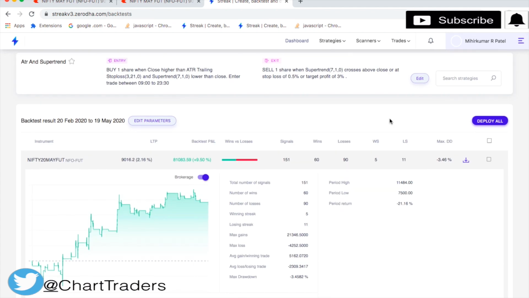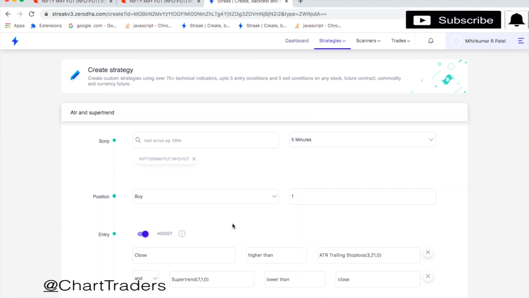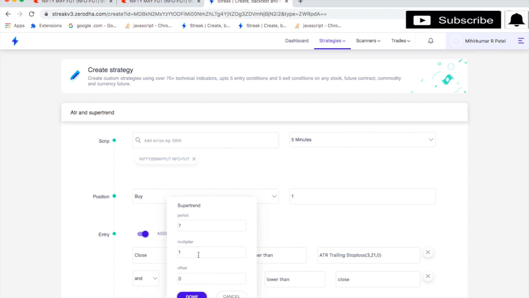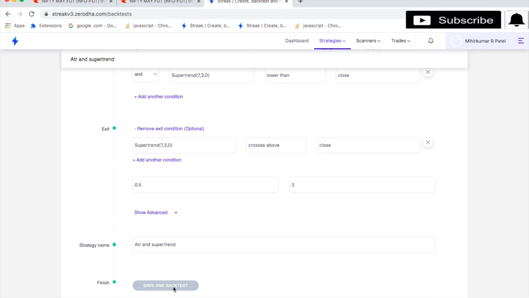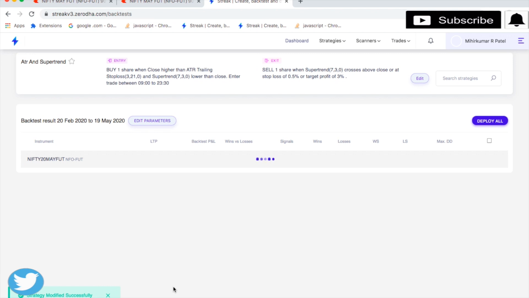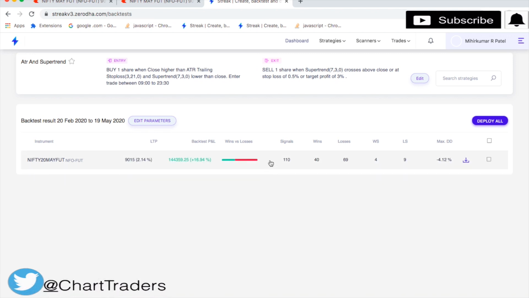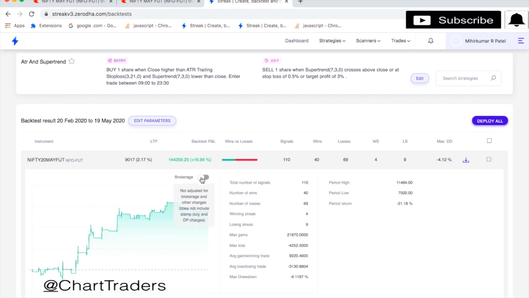Now I want to modify slightly. Instead of 7-1, I want to keep 7-3, here also 7-3, and we will see the performance. So 110 signals are generated, we won 40, and profit is around 1,44,000. Still so many signals are generated.